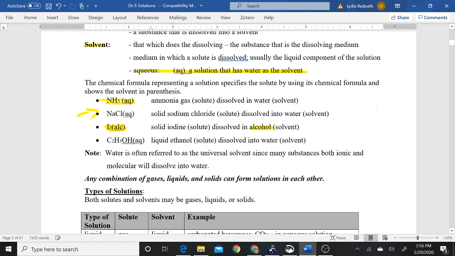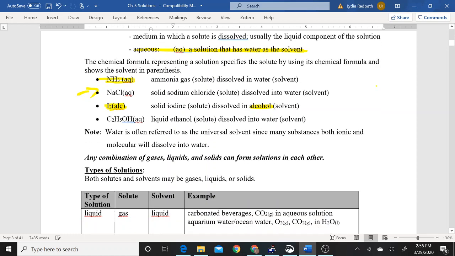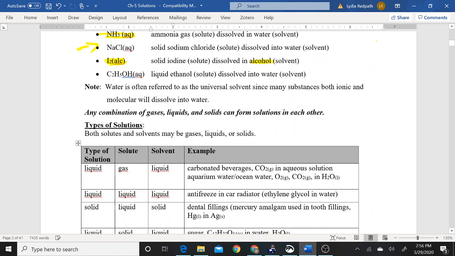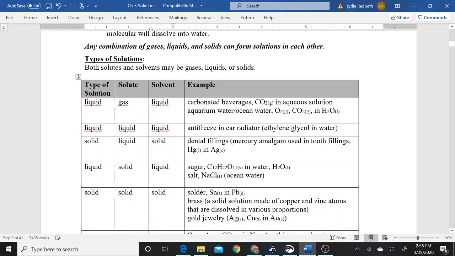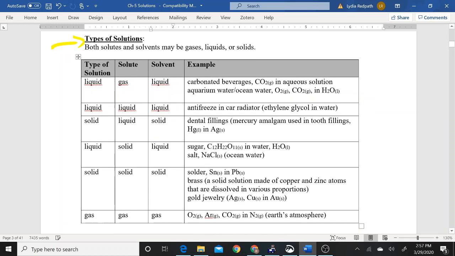We're dealing with aqueous solutions, but that's not the only type of solution that there is. Types of solutions that we've got, again, we've already mentioned that the solvents could be solids, liquids, or gases. The solutes could be solids, liquids, or gases. I'm not going to go through this in any kind of detail, but you should have a quick read of this. It gives you a better idea of what we've just talked about.